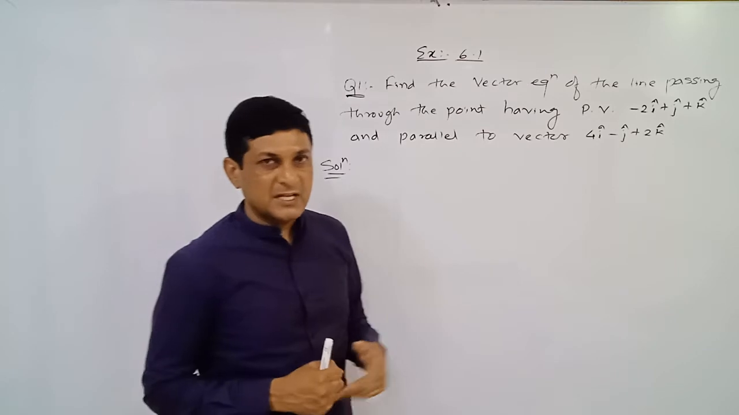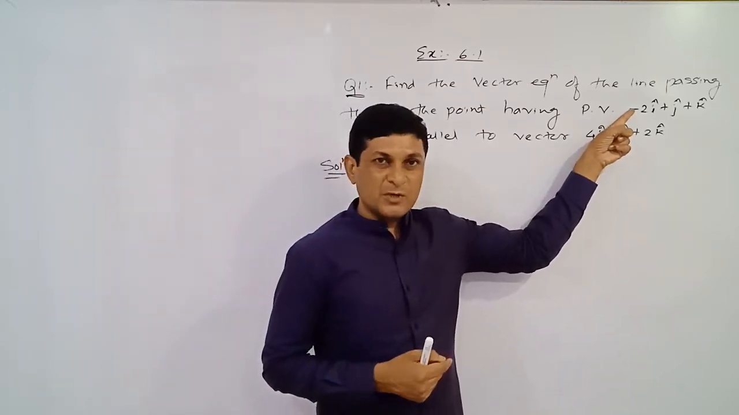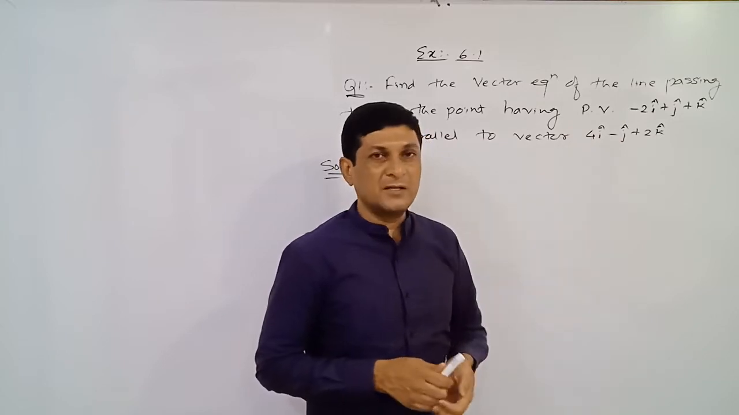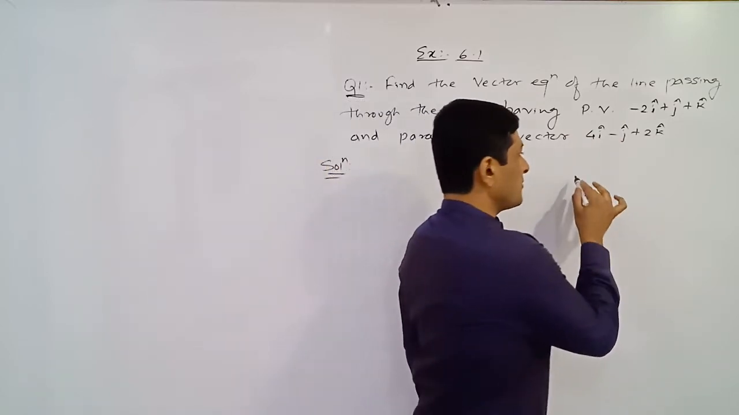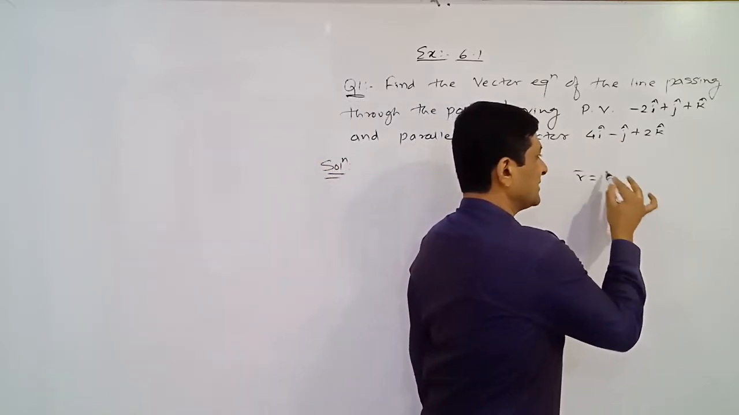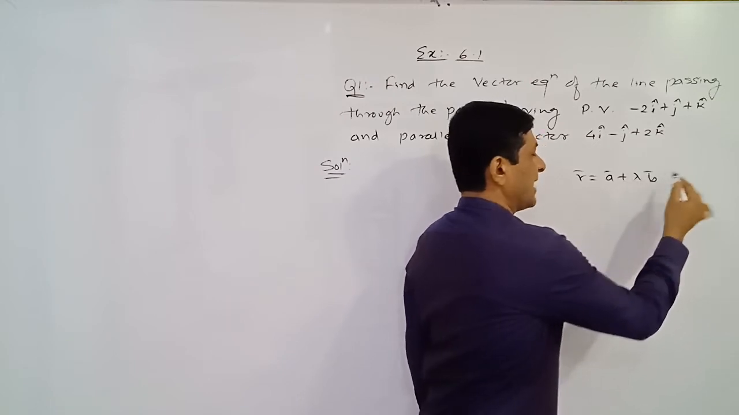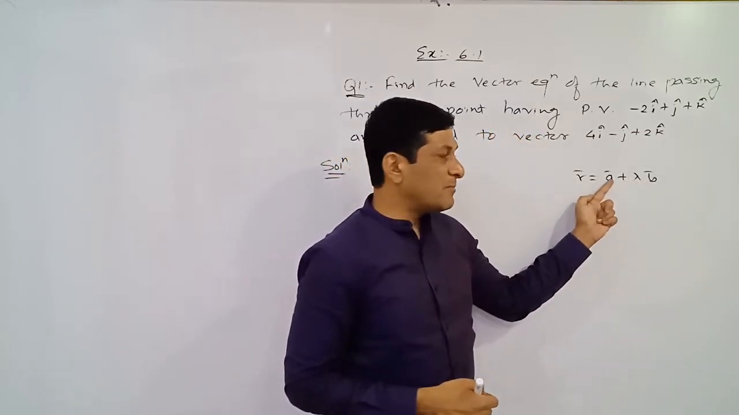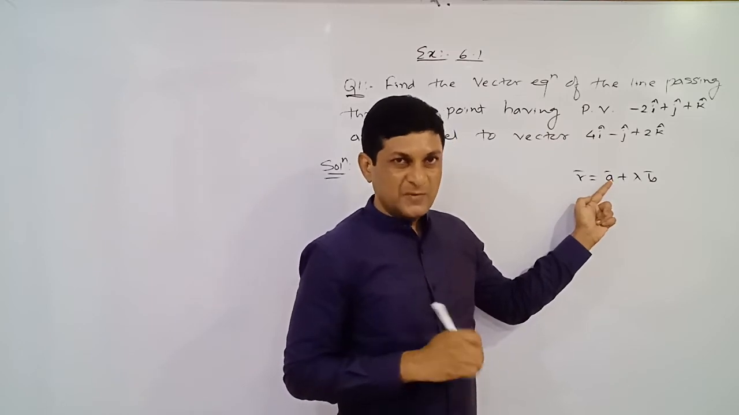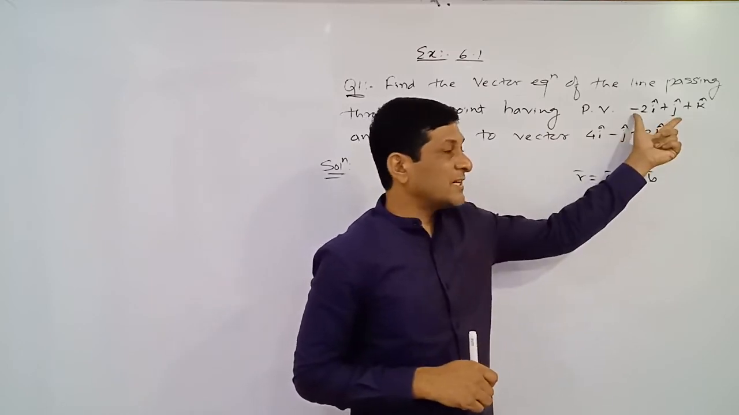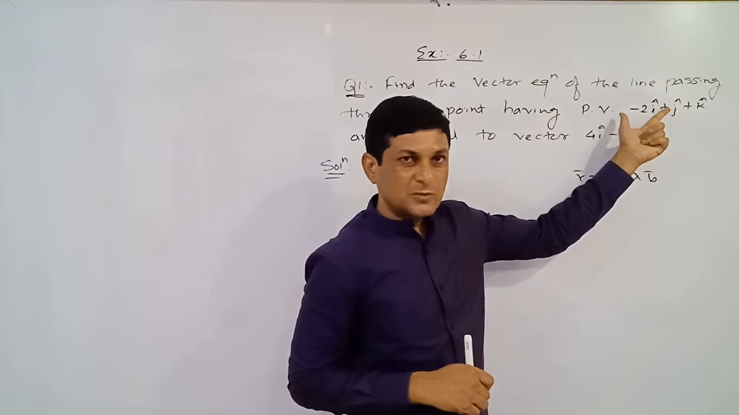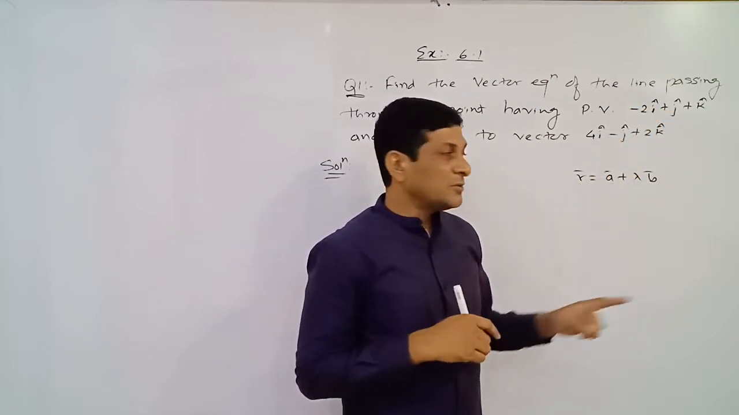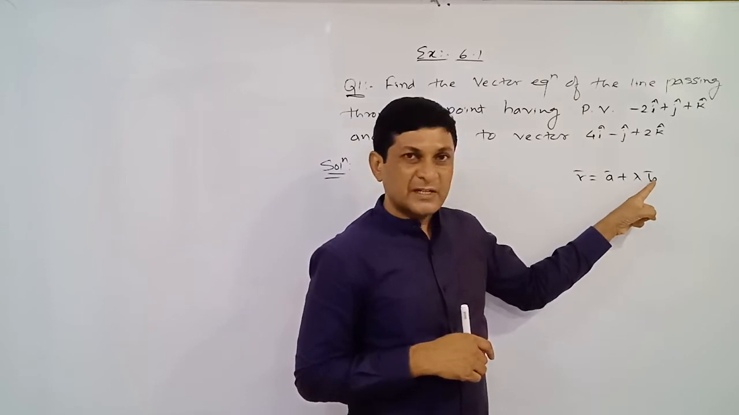Two vectors are given to us. Here the first vector is nothing but the position vector of one given point on the line, and this is the vector parallel to the line. We have one formula according to the first theorem: r bar is equal to a bar plus lambda b bar. To apply this formula, we will require two vectors. a bar means what? The position vector of one given point on the line. Here the position vector of one given point on the line is given to us. We will denote this vector by a bar. And according to this theorem, b bar is nothing but the vector parallel to the line.